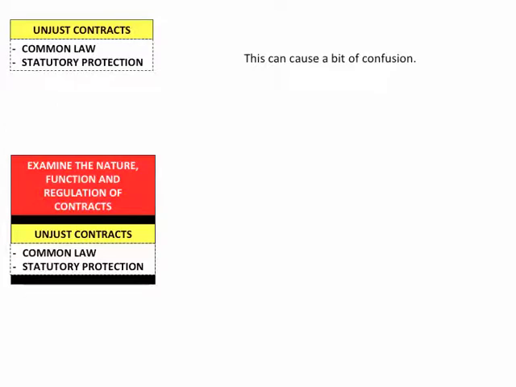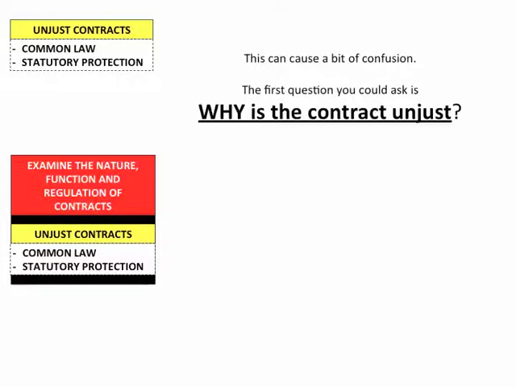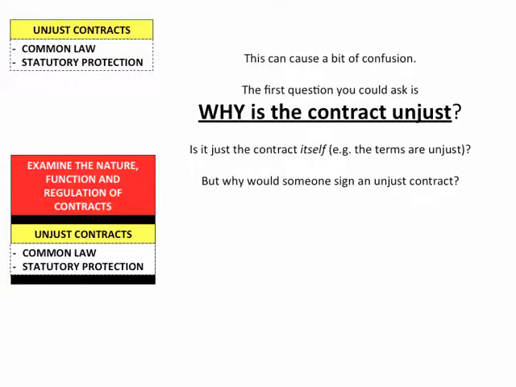Now, the first question that you might ask is, why is the contract unjust? What is it about the contract that is unjust? Is it just the terms? So the contract itself, are there terms that are not just, that are not fair? But why would someone sign a contract that has unjust terms? Why would you sign that?